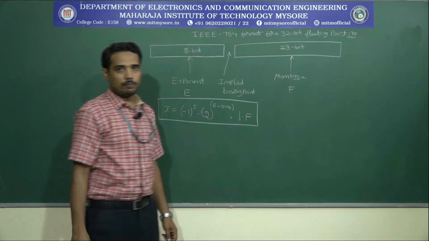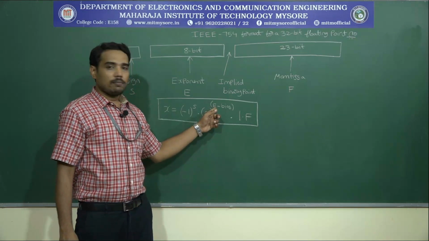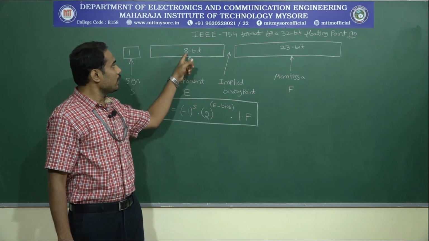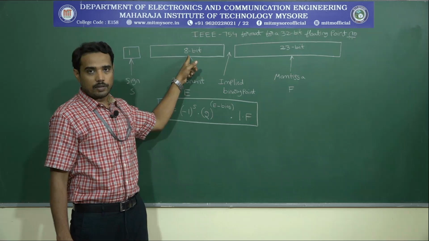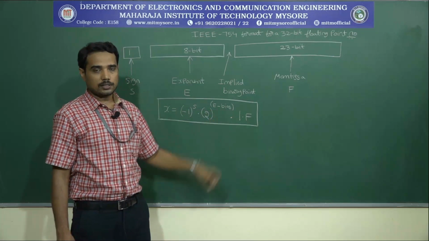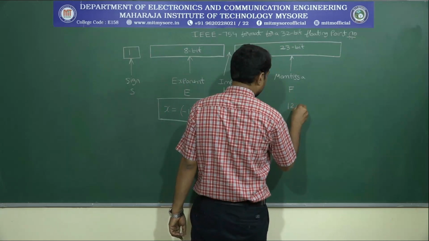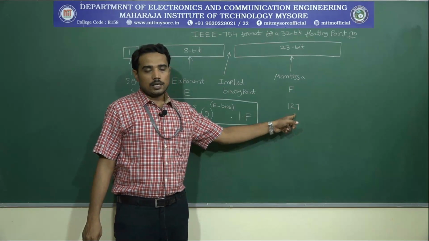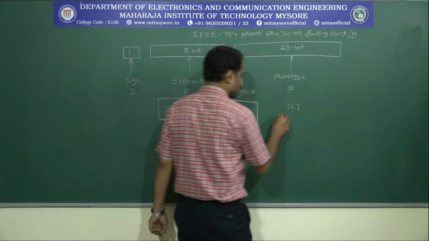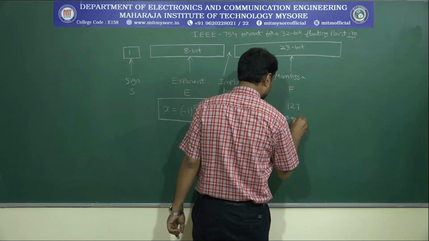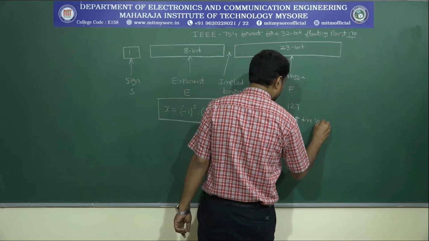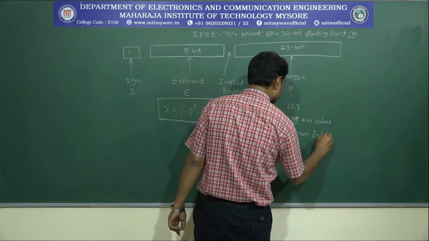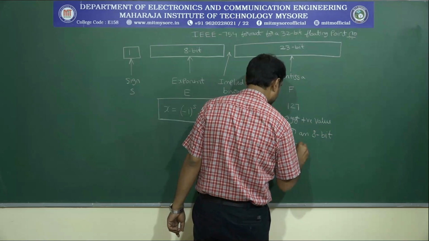This bias value will be dependent on the number of bits associated with the exponent. In this case, we are having an 8-bit exponent value. With an 8-bit exponent value, the bias value is 127. This 127 is the largest positive value for an 8-bit exponent value.